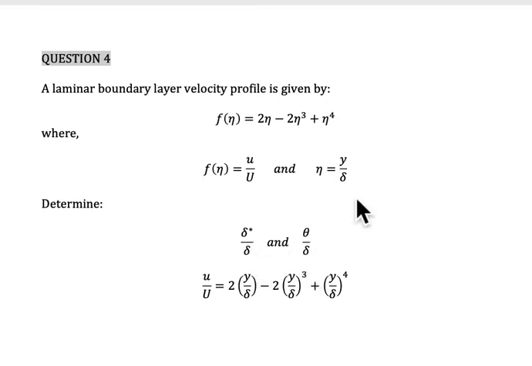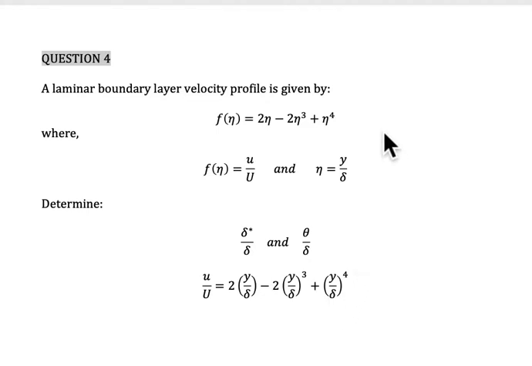So this is not a new velocity profile. It is actually the same velocity profile that we already solved in tutorial number 1. If you see in question number 1, we used the velocity profile of u over U. It can be simplified by letting y over delta equal eta, so it becomes 2 eta minus 2 eta cubed plus eta to the power of 4.